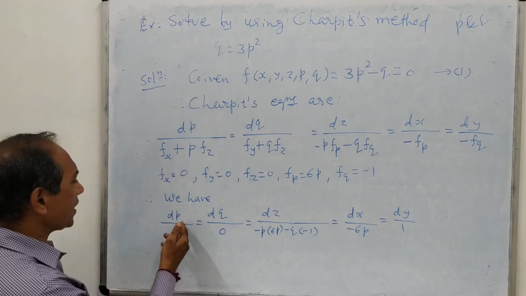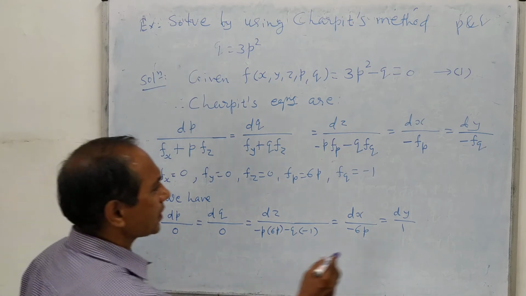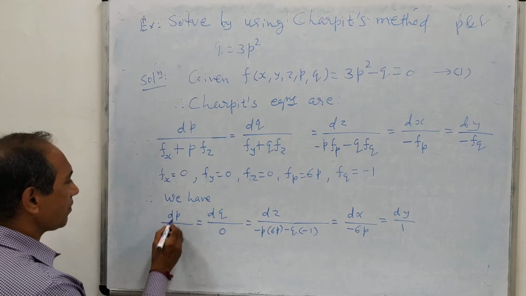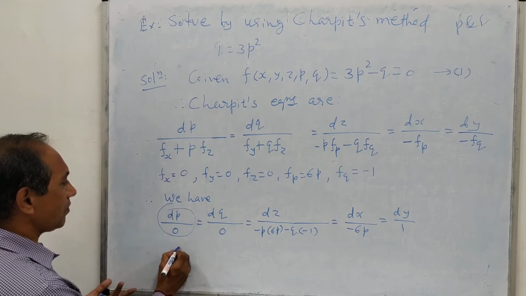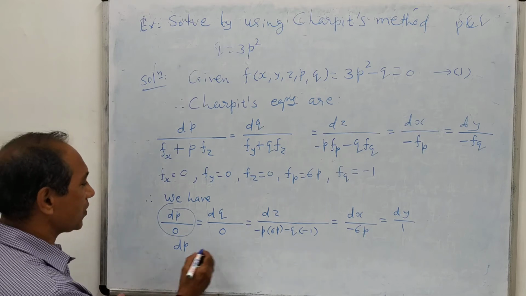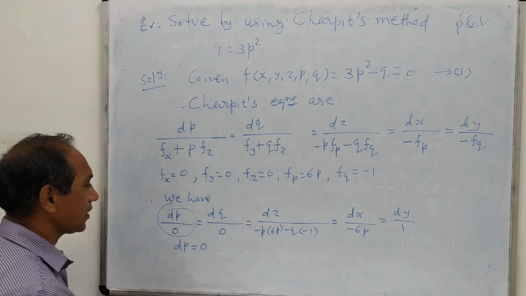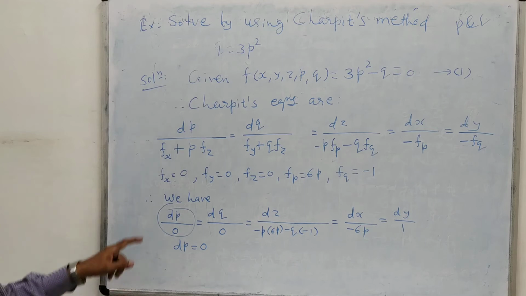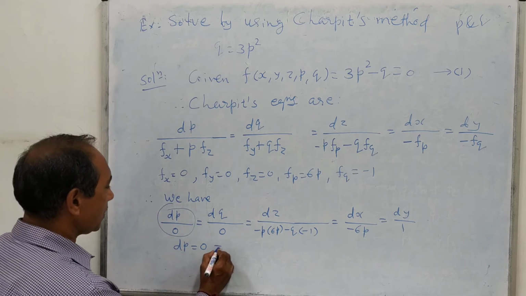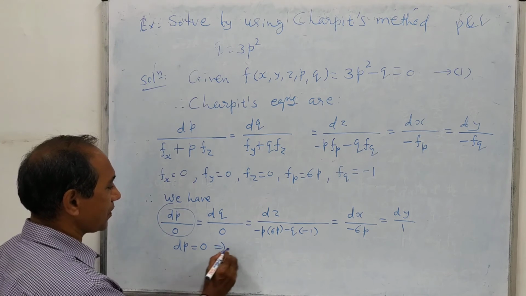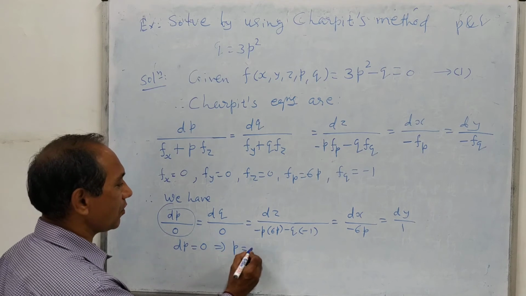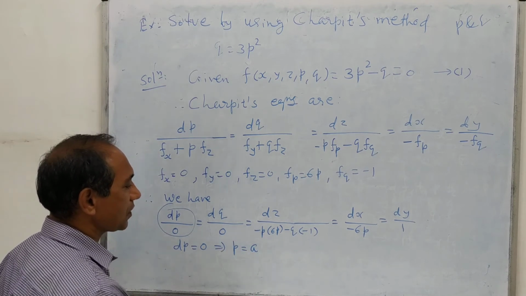But here we are given that dp upon 0. Actually all these are equal, so they must be equal to some constant. So we can consider a single equation only, because dp upon 0 is 0, equal to some constant. So we consider dp equal to 0, because this is valid only for dp equal to 0. Then we integrate this one. So dp has the integration p, 0 has the integration 0 plus some arbitrary constant a.